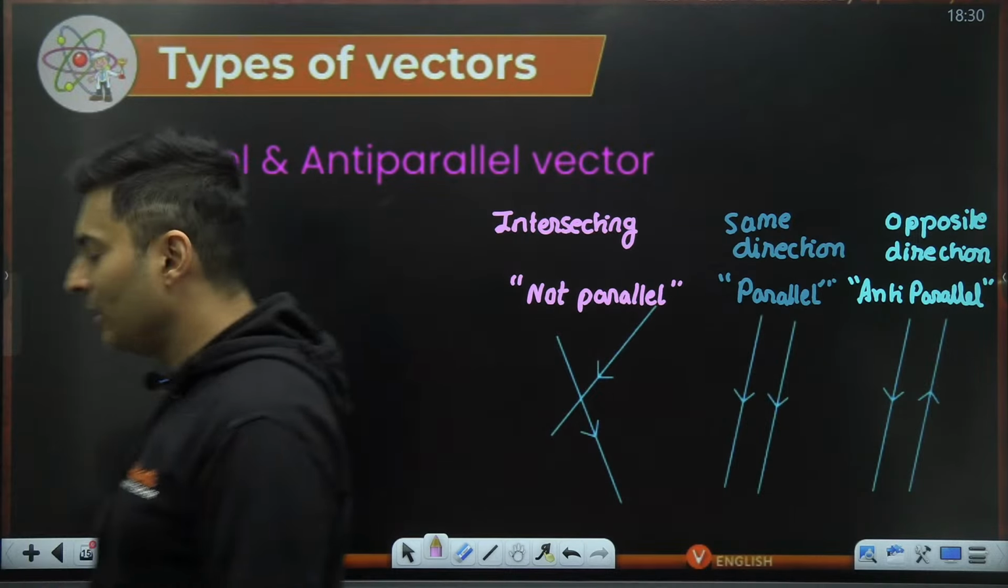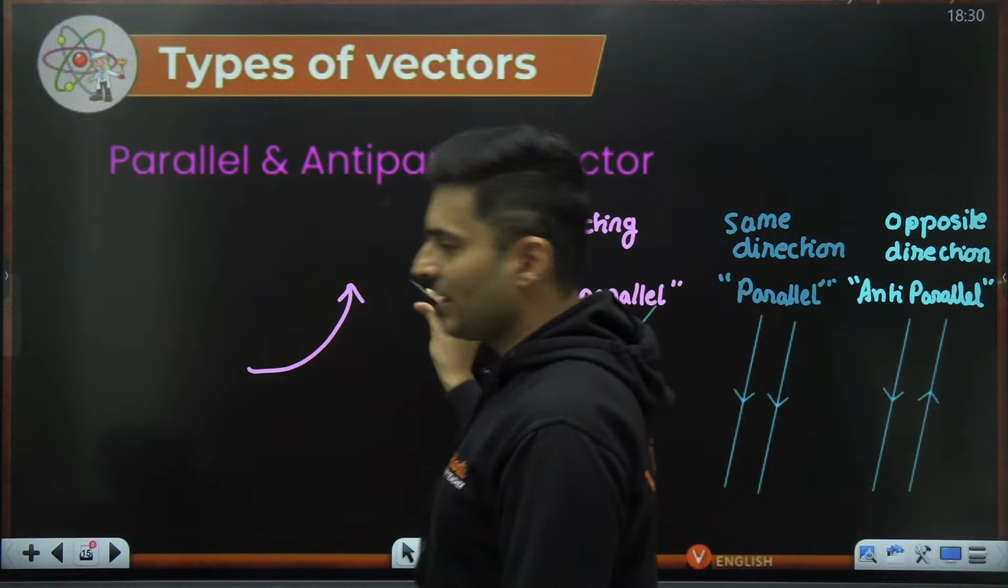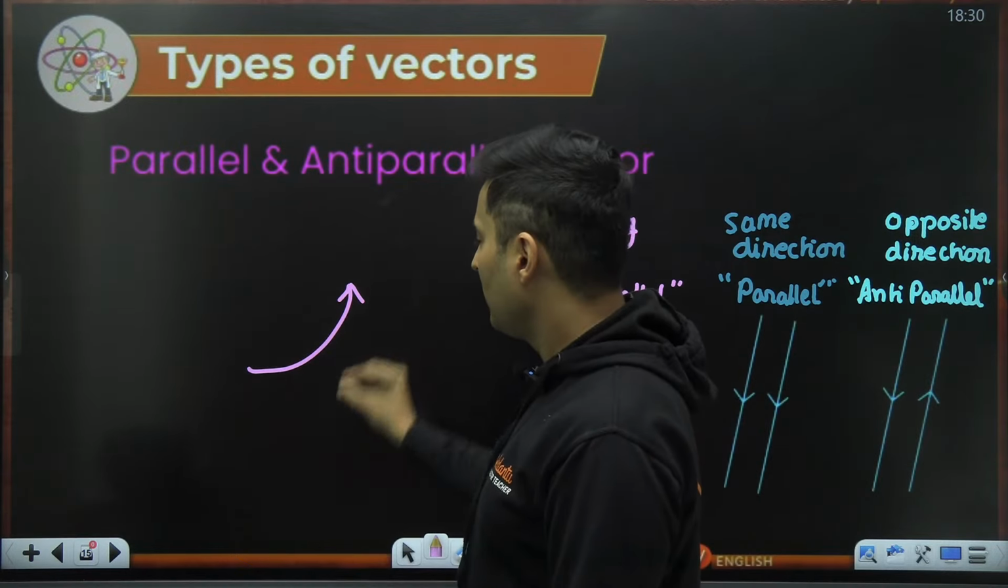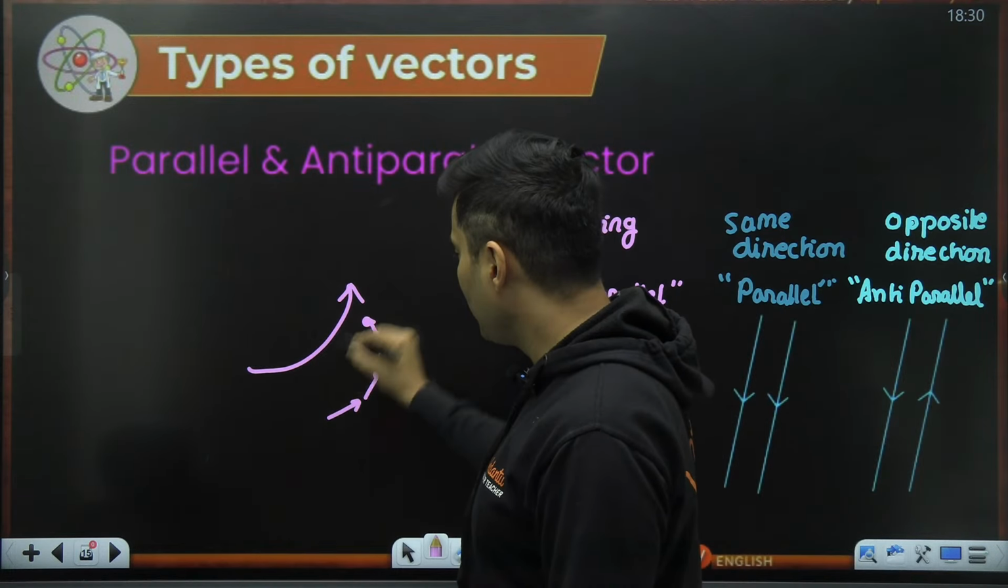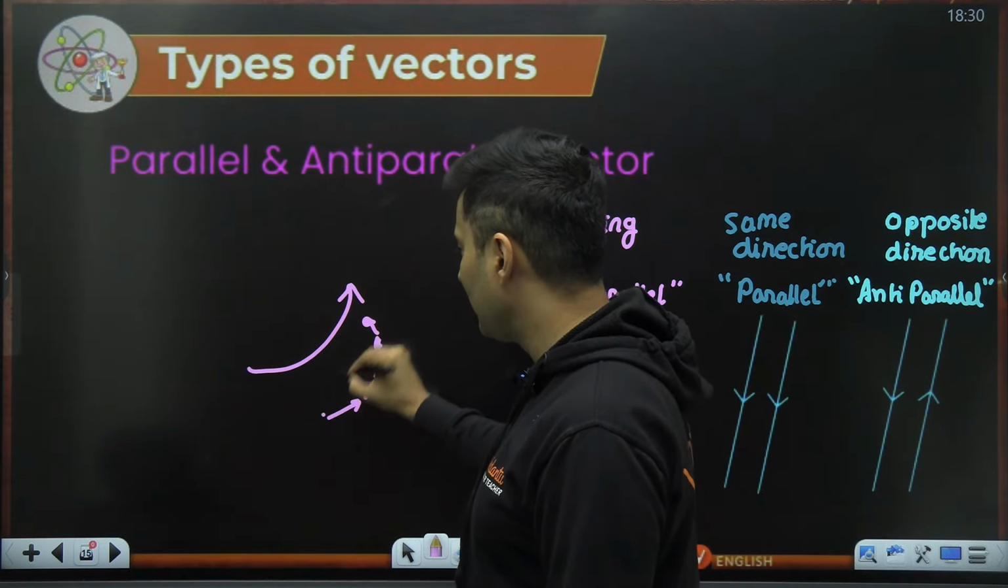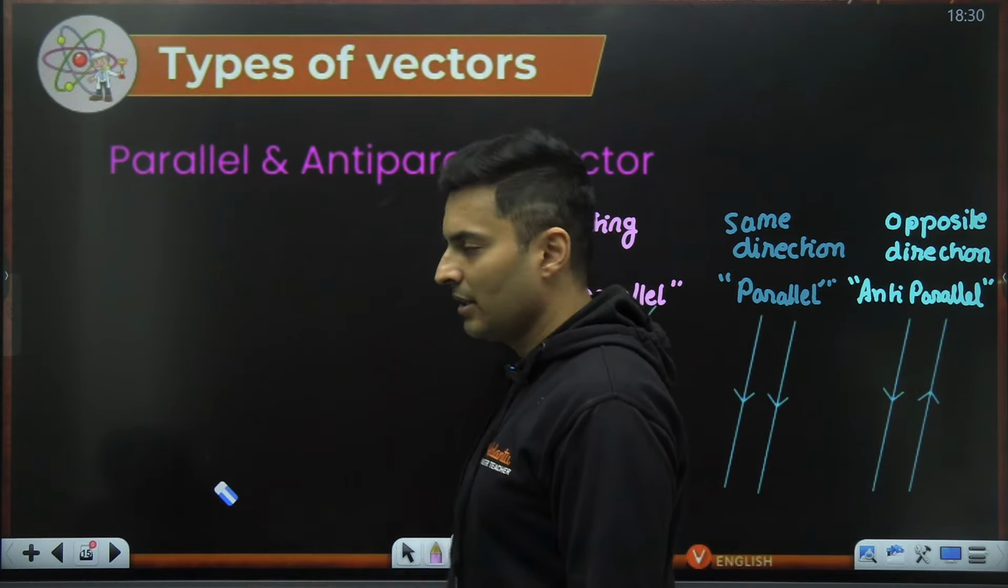No, a vector cannot be curved. So we do not have curved vectors in physics. It simply cannot. Rather, if I have many vectors which are lined up like this, then I can have something called the resultant of these vectors. It will be the net vector, but we do not have curved vectors in physics like this.